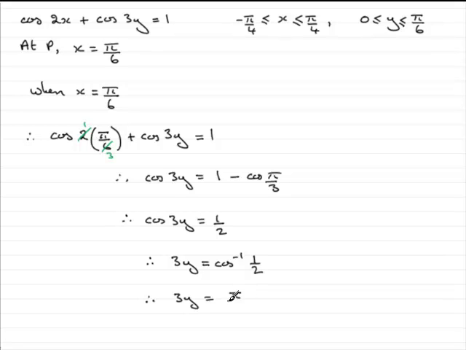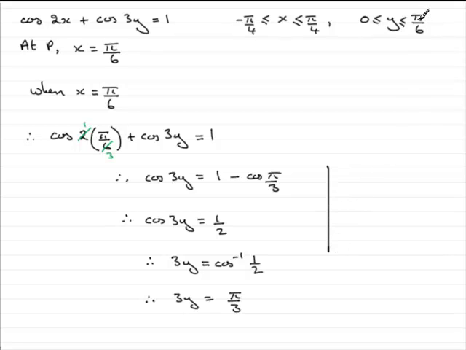Now I can pick pi over 3, and you've got to be careful here because maybe this value is out of range, because remember that y has got to lie between 0 and pi upon 6, so we've got to be careful with this value. Let me just show you what I mean.